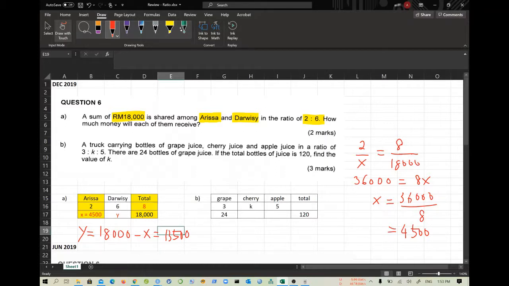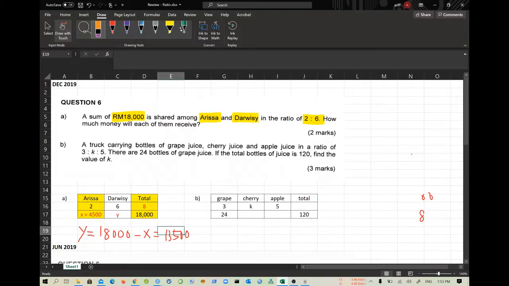Okay, let's say we want to use the same method as this one. Let me just erase this so that we can do one more solution for y. Let's see whether we can get the same answer for y using the same technique just now. So now we are choosing the column for Darwisi and the total, or you can also use Darwisi and Arisa. So you have 6 over y is equal to 8 over 18,000.